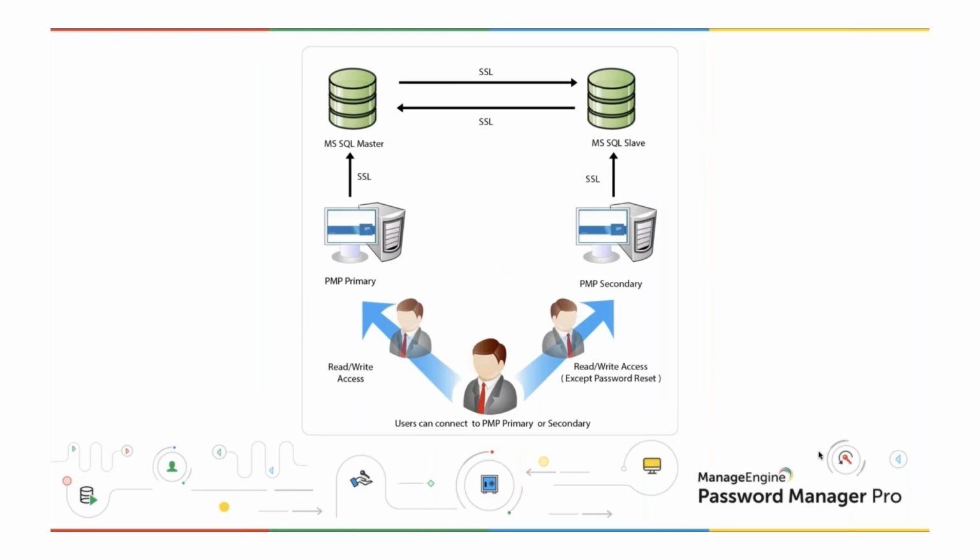The second model is high availability with MS SQL database, where you will have 2 application servers pointing to 2 SQL database servers, and these 2 database servers will be replicated in real time using the SQL merge replication mechanism, and the reset can happen only from the primary.